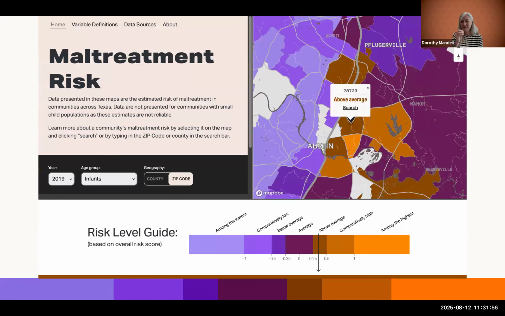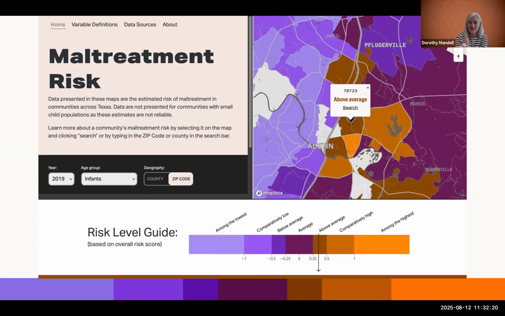So what we're going to do is walk through a community, and we're going to walk through the zip code 78723. The reason why we're walking through this zip code is that it's the zip code of where I live. So I actually can tell you a little bit about the zip code because this is my zip code.